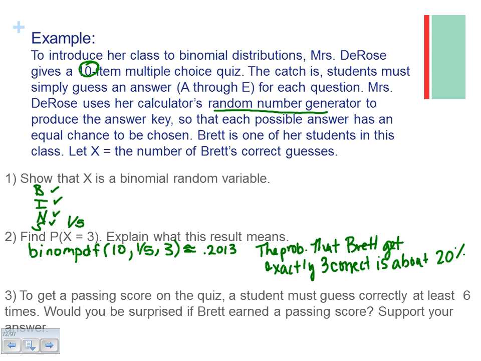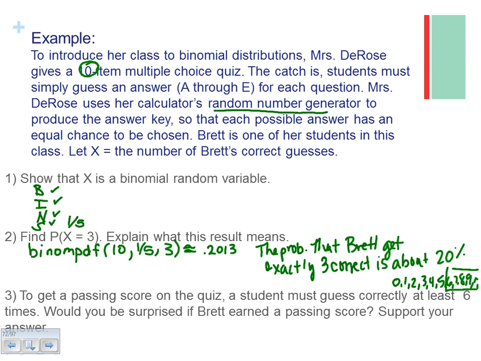Alright, so to get a passing score on the quiz, that'd be a 60%. A student must guess at least 6 correct times. So would you be surprised if Brett earned a passing score? Well, let's see. What would be the probability of at least 6 times? So I could get 0, 1, 2, 3, 4, 5, 6, 7, 8, 9, or 10 right. So at least 6 would be 6 or more.